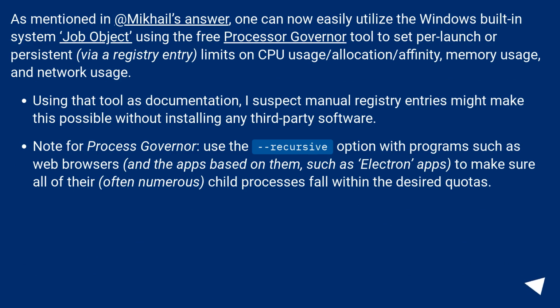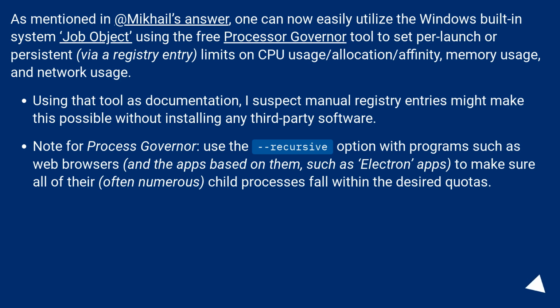As mentioned in Mikhail's answer, one can now easily utilize the Windows built-in system job object using the free Process Governor tool to set, for launch or persistent, via a registry entry, limits on CPU usage/allocation/affinity, memory usage, and network usage. Using that tool as documentation, I suspect manual registry entries might make this possible without installing any third-party software.